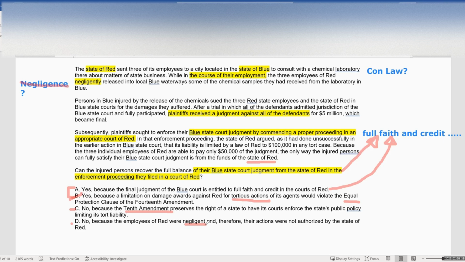It's a foregone conclusion. Now we have a judgment. The question is, can the Red state be forced to enforce the judgment of blue state? And yes, under the full faith and credit clause. Okay. So A would be the best answer choice here because none of the other ones really match up perfectly to our analysis.